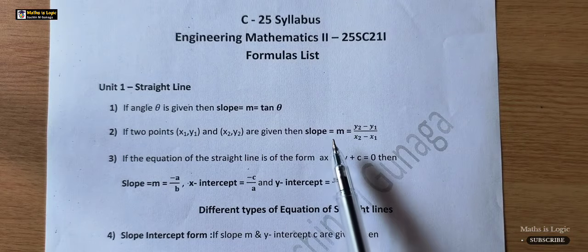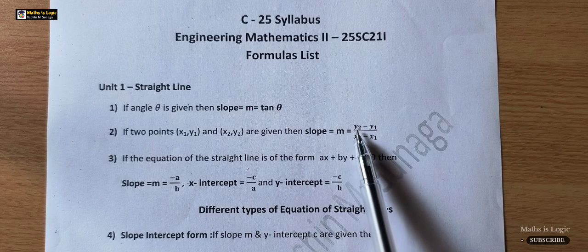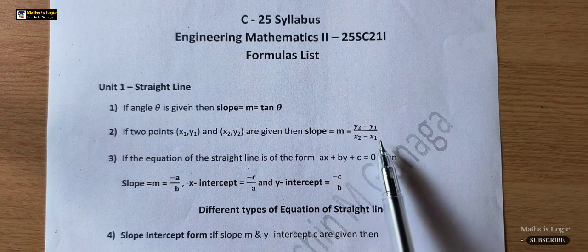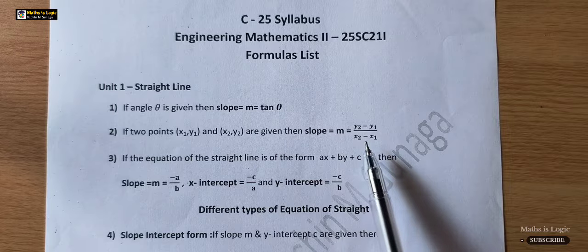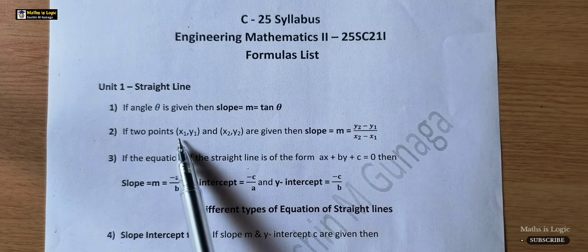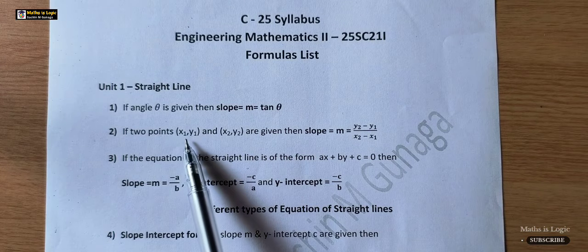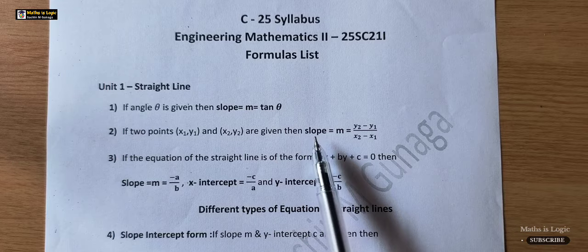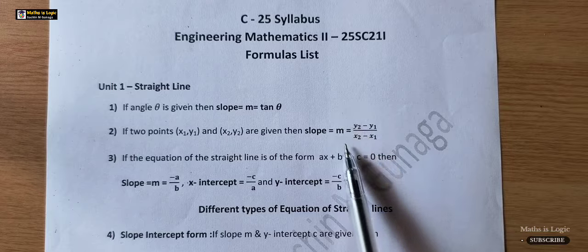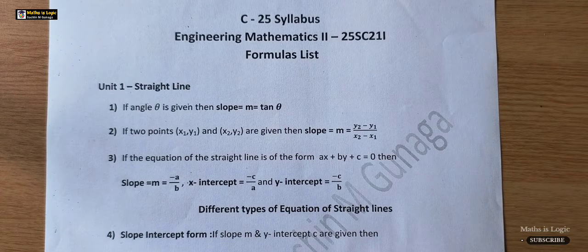Next, the second slope formula is m equals (y2 minus y1) divided by (x2 minus x1). You need to apply this formula only when they mention two points, that is x1, y1 and x2, y2, in the question, and they ask you to find the slope. That time, apply this formula.